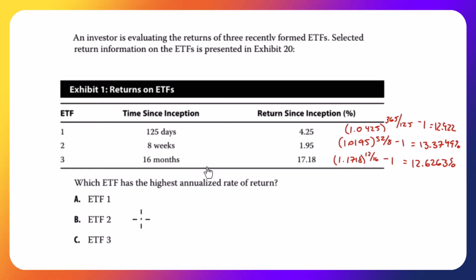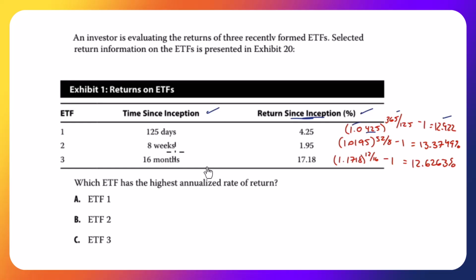An investor is evaluating the returns of 3 recently formed ETFs. Selected return information on the ETFs is presented in Exhibit 20. Which ETF has the highest annualized rate of return? Time since inception and return since inception. So ETF 1, 125 days, earned 4.25. What is that annualized? Well, since that's a return since inception, we don't have to divide it by anything. It is 4.25 for 125 days. 365 over 125. Take out the 1 because we added the 1.